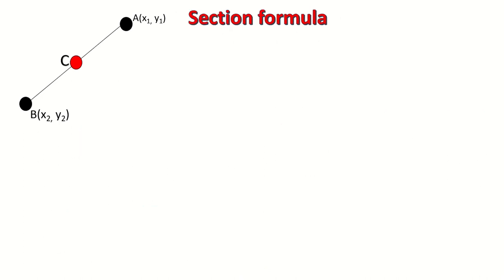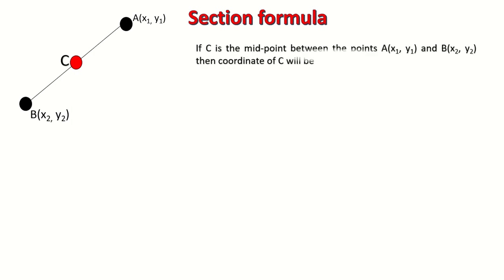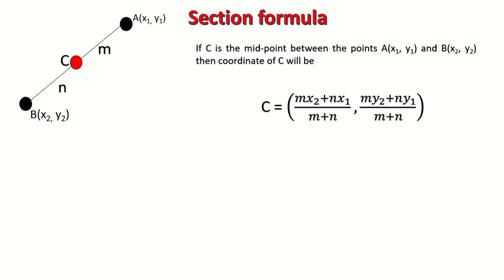Now next is the section formula. Maybe you will not have that many questions from the section formula, but you should know it. The section formula: point C is dividing the line segment AB in the ratio m is to n. Then what is the formula? (m x2 plus n x1) over (m plus n) and (m y2 plus n y1) over (m plus n).